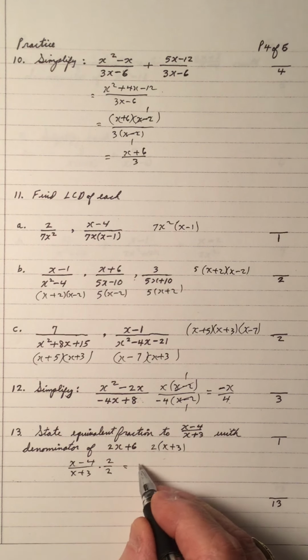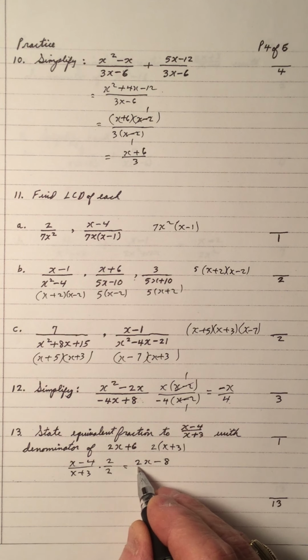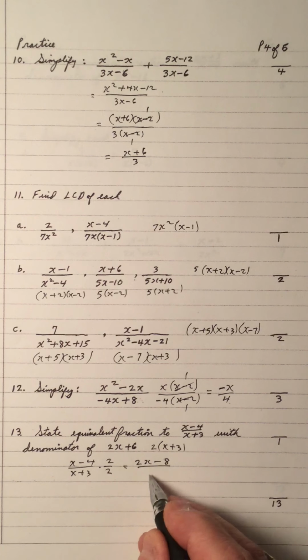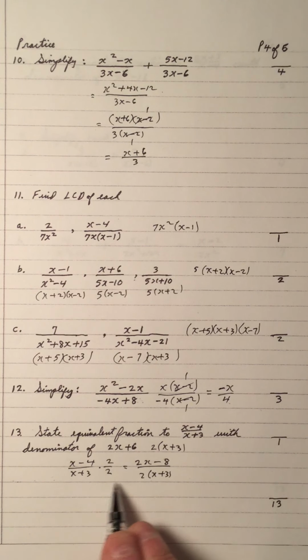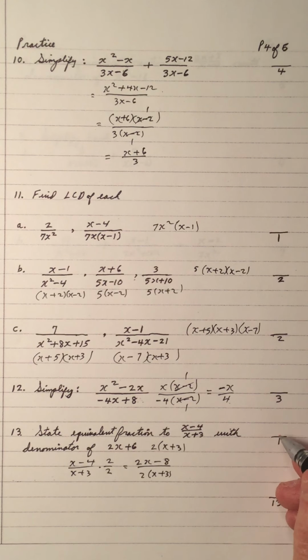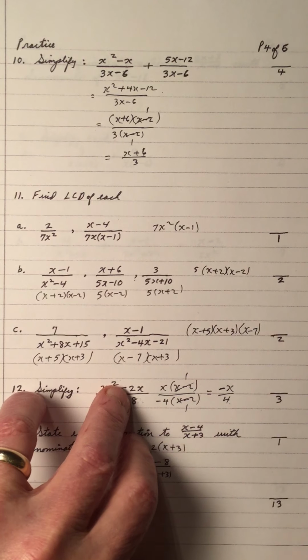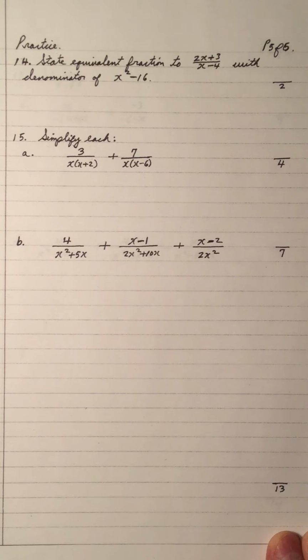And you put 2 on the top, 2 on the bottom, so that's 2 times x. 2 times 4 is negative 8. And you can either have 2 times x plus 3, or you could have 2x plus 6 right here. But if you have that done right, give yourself a mark. A total of 13 altogether. Hopefully everything is going okay.